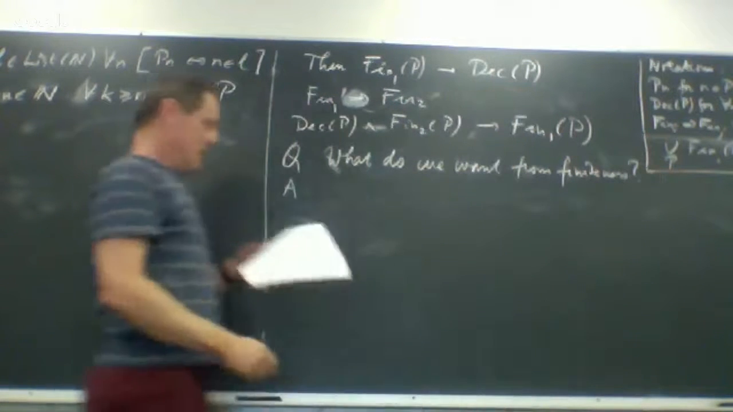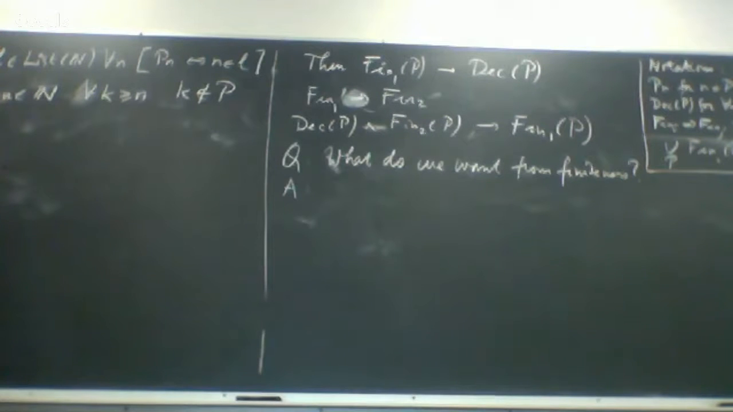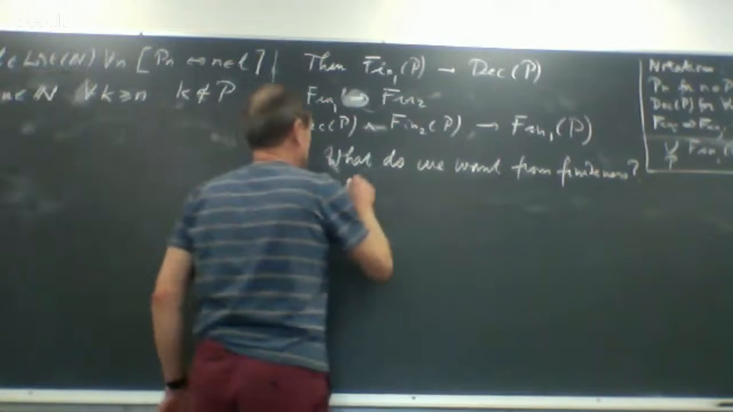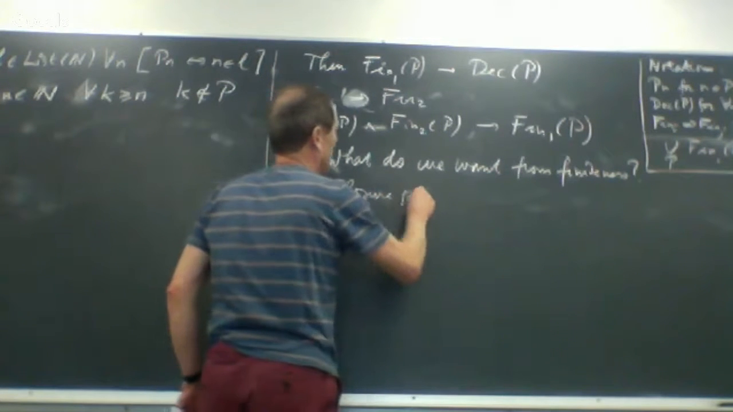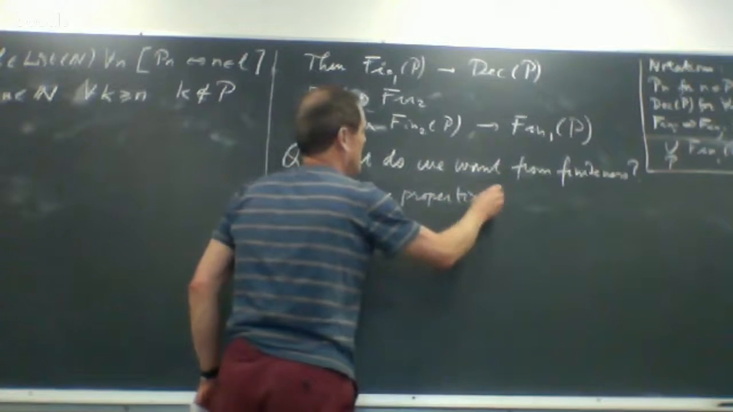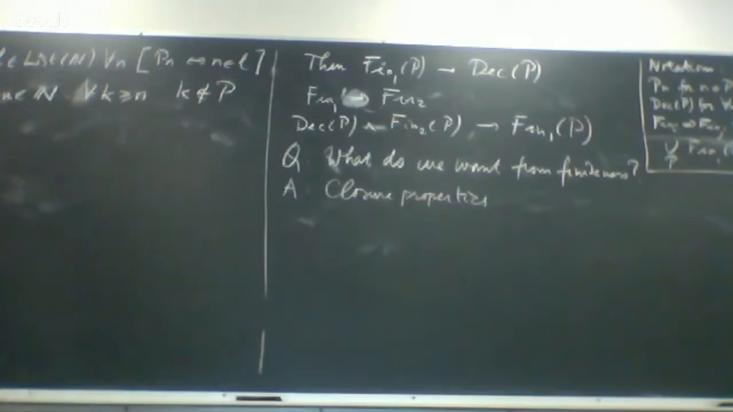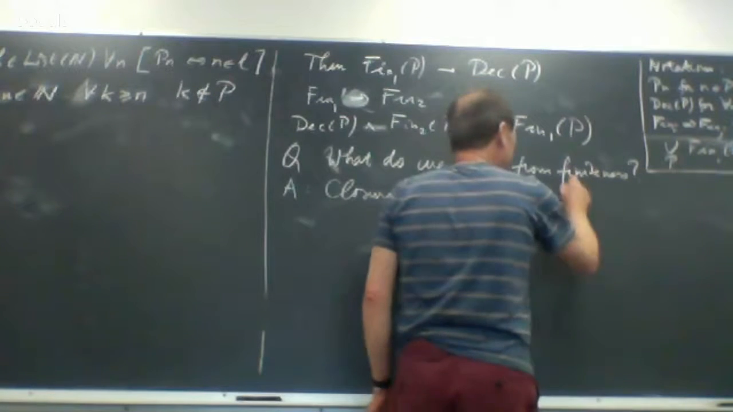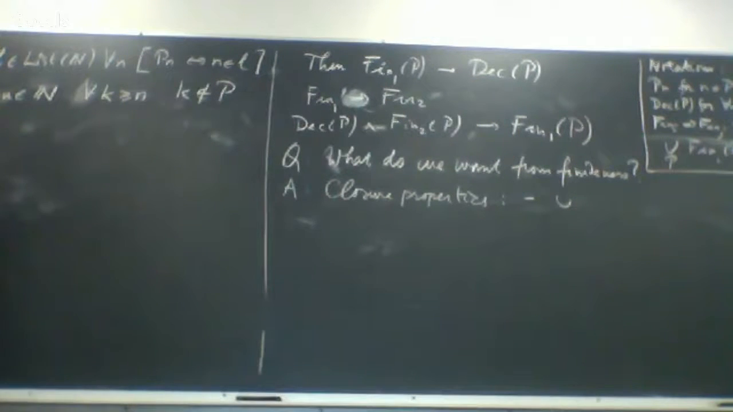But it's possible to give a more informative answer. That is, the answer is basically closure properties, natural closure properties that we would like it to have. And so what closure properties would we like to have? Union, for example. We want the union of two finite sets to be finite.